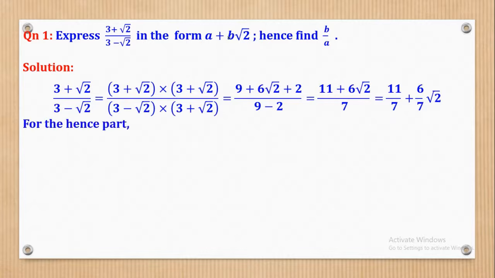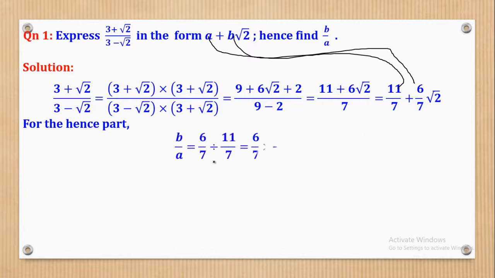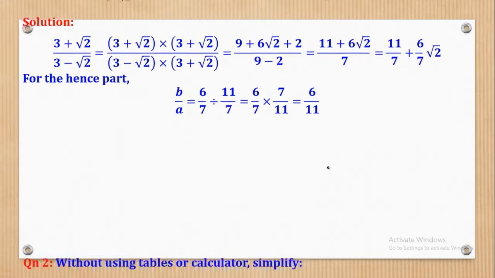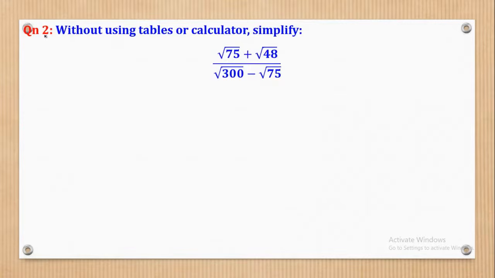Now that means that our A is this and B is that. Therefore the hence part, B is this, come and put it here, divide by A, which is this. You will come up with 6 over 11. So now we shall go to question 2, which is that without using tables or calculator, simplify that.